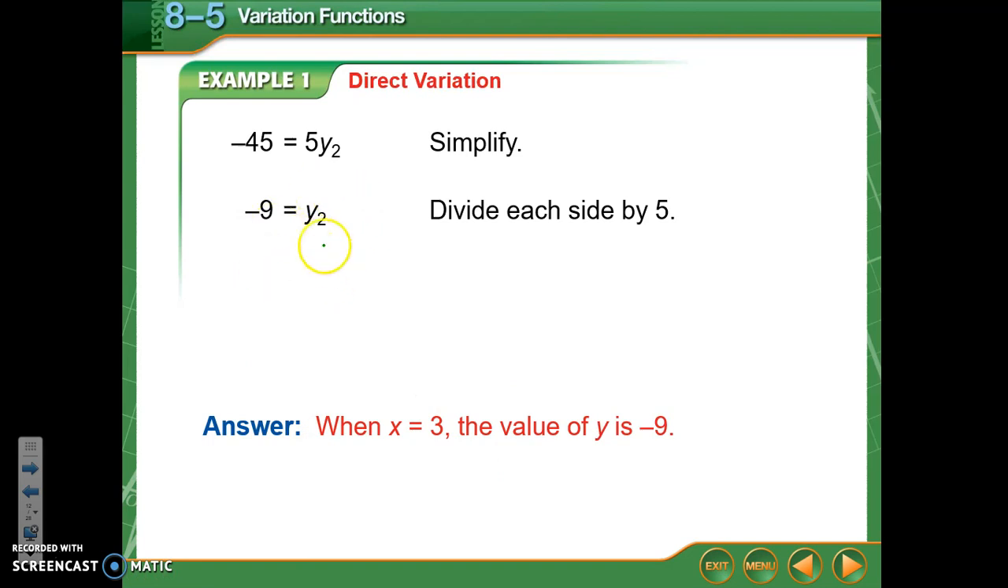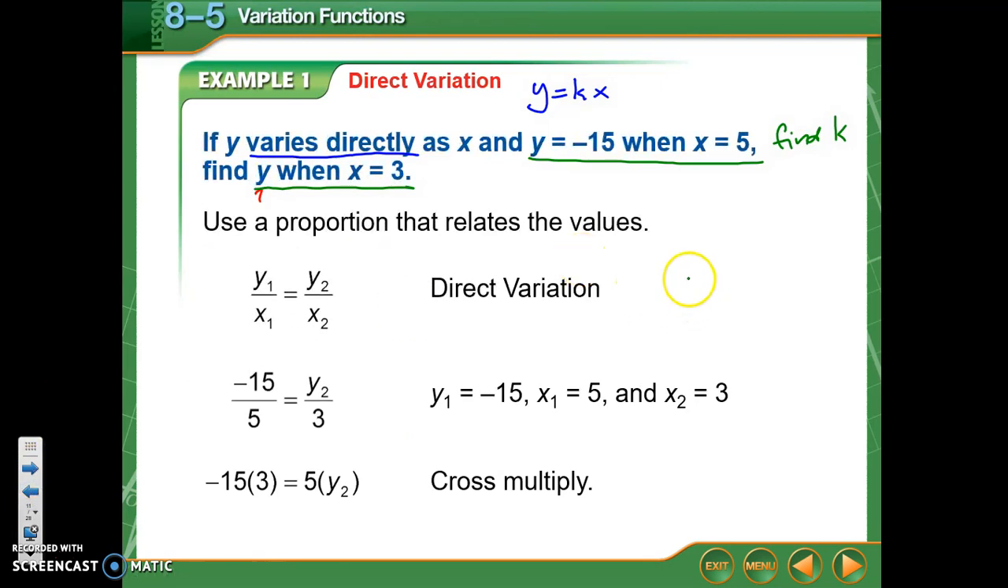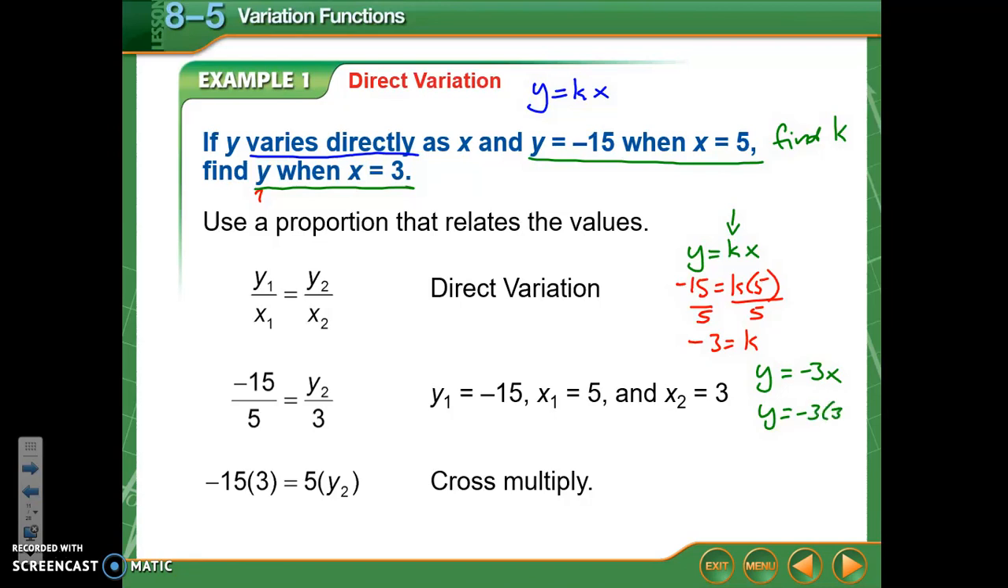Notice that with this way that we did it, we didn't have to find k, right? If I want to find k, another way that you can do it is to start with your equation. We know that y is negative 15 when x is 5, but we don't know k. So if I divide both sides by 5, I get negative 3 equals k. And then I would say, all right, that means I now know my equation is y equals negative 3 times x, because now I know what k is. And I want to find y when x equals 3, so I would just plug in 3 for x, and I would get negative 9.